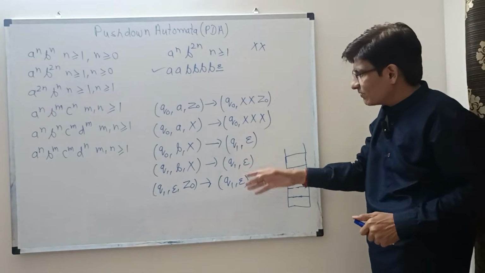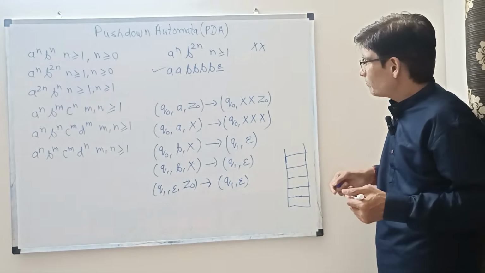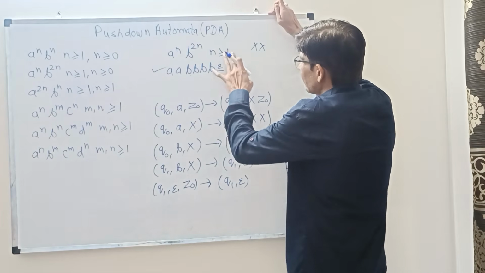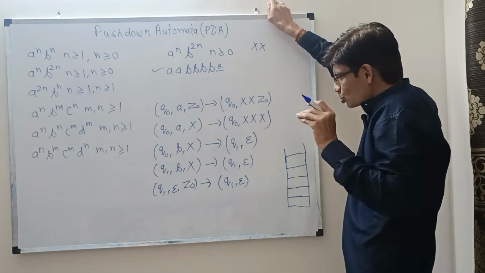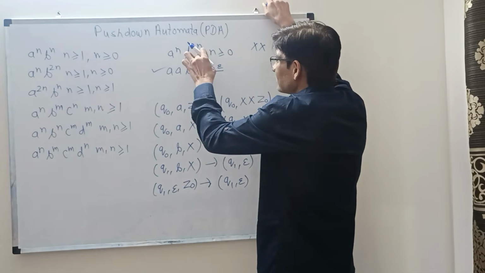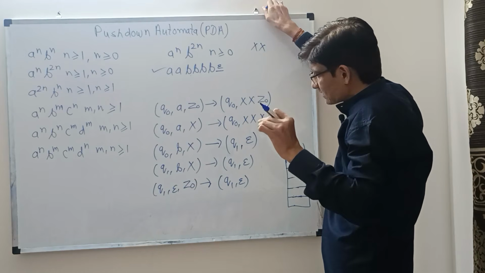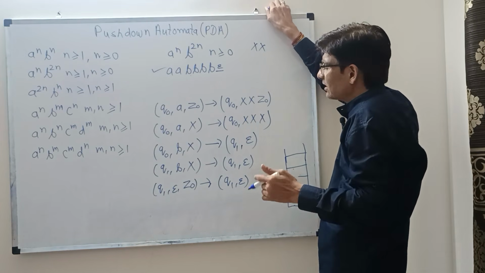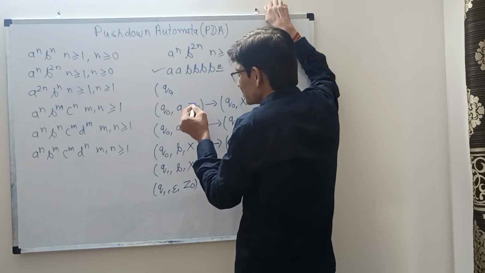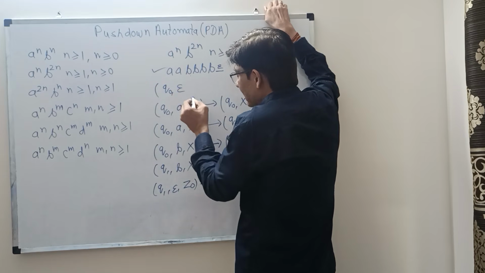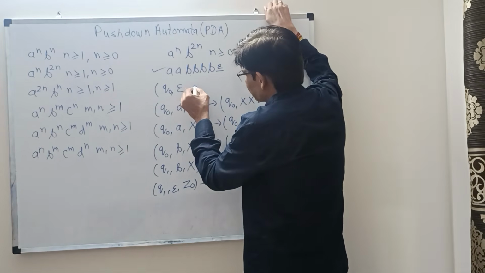I hope this is very clear. Now I will make a little change in this particular PDA. If I write n is greater than or equal to 0 in the language, then this language will also accept epsilon. In the case the PDA is accepting epsilon, then in the initial state, which is Q0 here, it must read epsilon, and at that time Z0 must be the stack top, as it is the initial stack symbol.